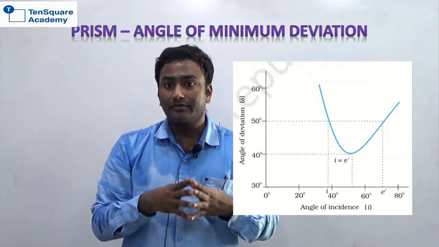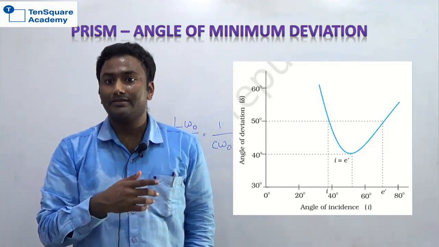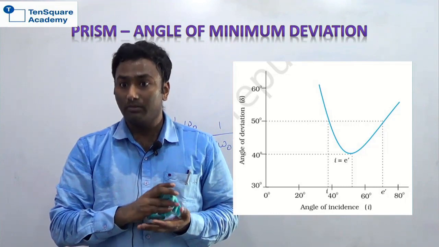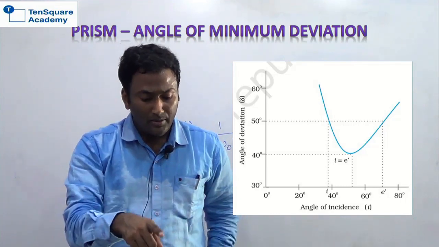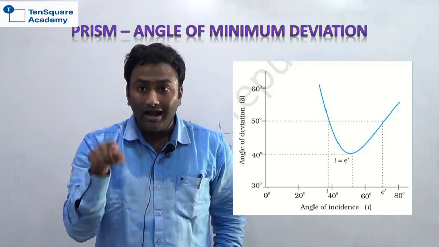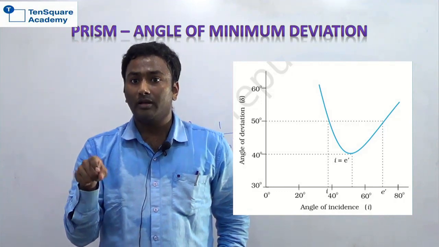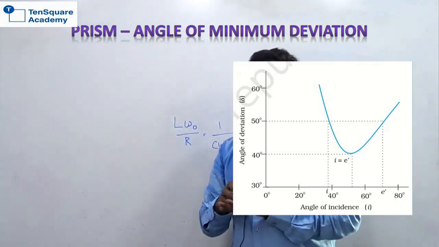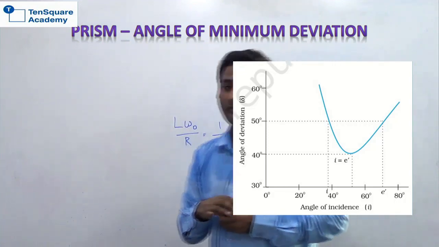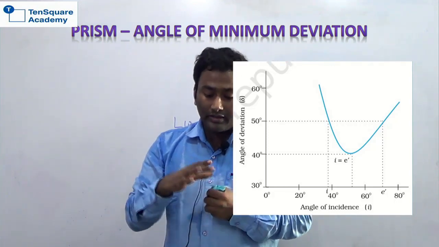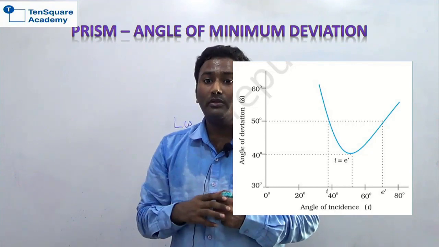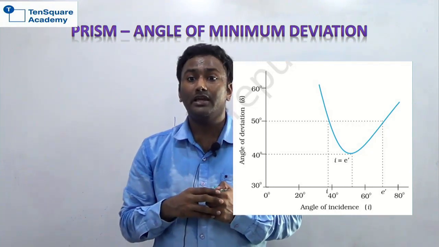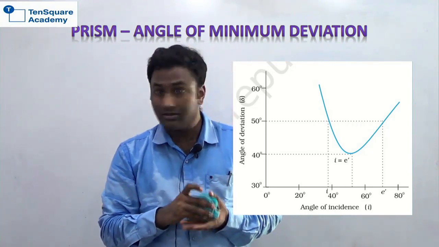And this graph denotes a prism which has an angle of minimum deviation. Again, at the angle of minimum deviation, the important aspect which we need to understand here is that at the angle of minimum deviation, the angle of incidence will be equal to the angle of emergence. So, this is important.